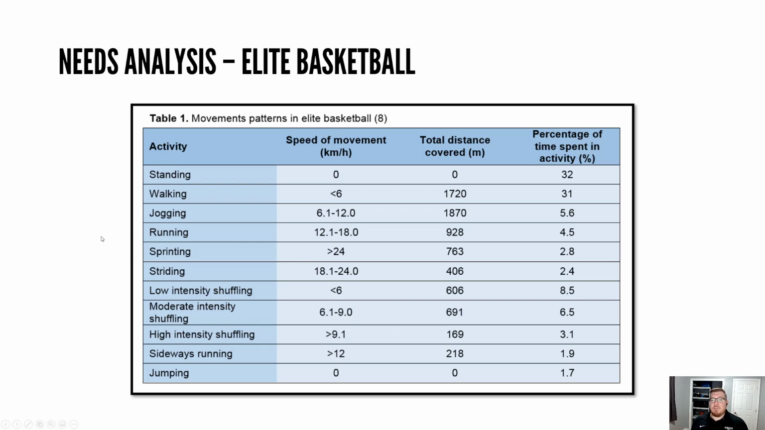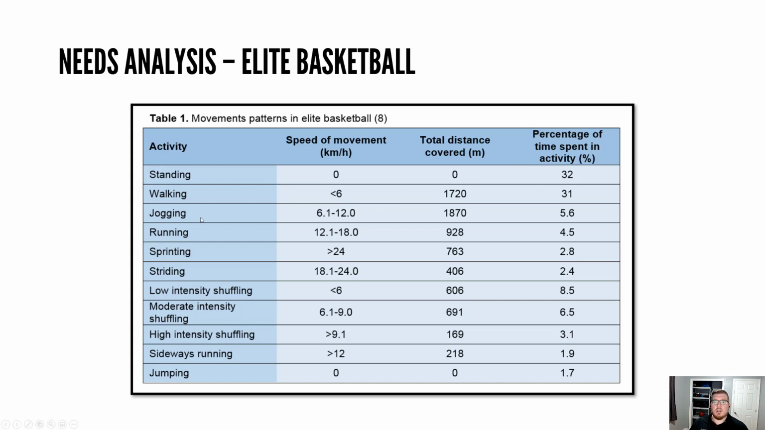So if we look at elite basketball here, we can see the breakdown of movement within the game. So here we have standing, or the activity. Let's start with the activity first. We then have the speed of movement in kilometers per hour, the total distance covered, and the percentage of time spent within the activity. Now we have standing. Obviously, that would be a speed of movement of 0. Total distance covered would be 0. But the percentage of time spent in the activity is 32%.